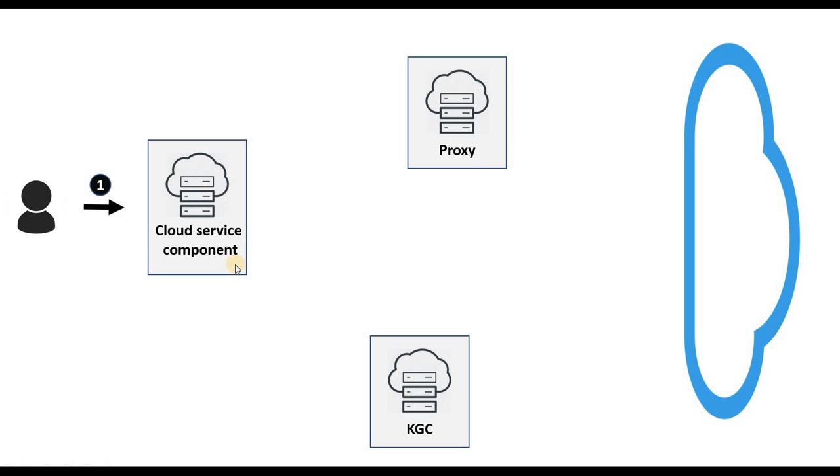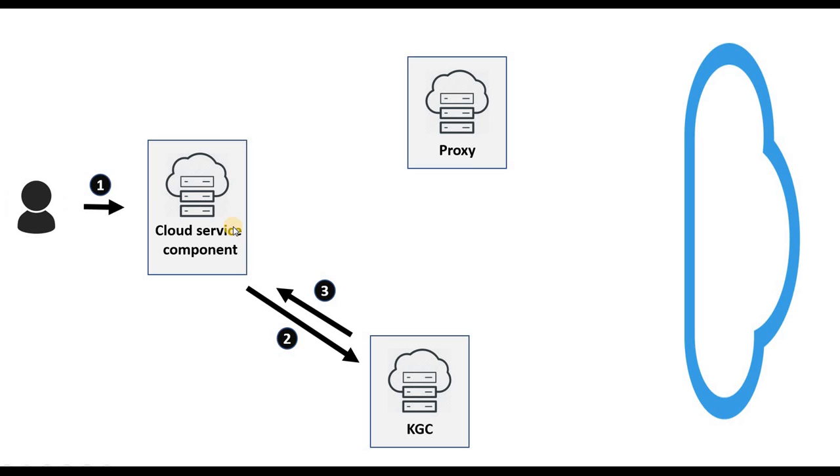So the end user will be uploading a file, or they will be giving data to Cloud Service Component. So Cloud Service Component will be the entry point for the end users for providing their data. So through CSP they are going to write the data onto the cloud. In step number 1, the end user will be providing their data to Cloud Service Component. In step number 2, Cloud Service Component will make use of KGC for performing the encryption on that user data. So KGC will be returning the encrypted user data back to Cloud Service Component. That is in step number 3.